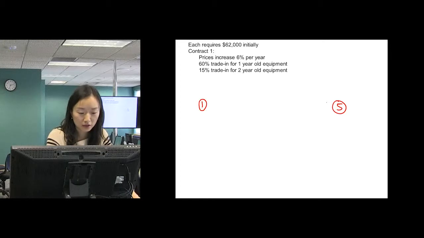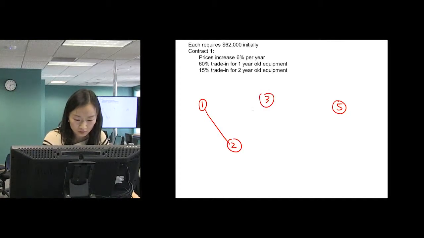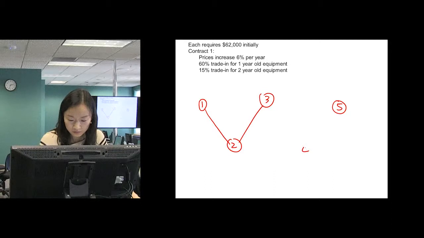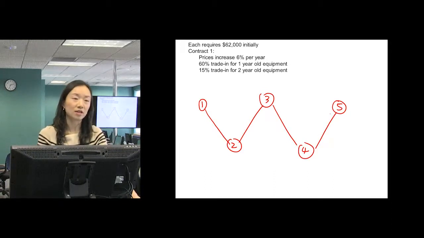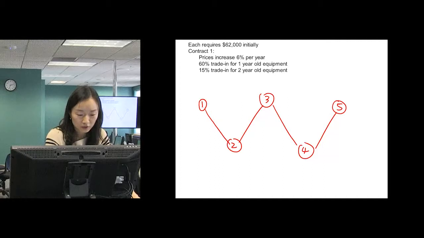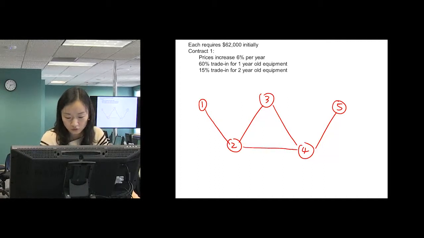Okay, we can go 1 year, 2 years, 3 years, 4 years, and 5 years. So that's one way to go. That's the first option I said: you're just trading after every year. Or you can go trading after 1 year, and then trading after 2 years from 2 to 4, and then trading 1 year to 5.